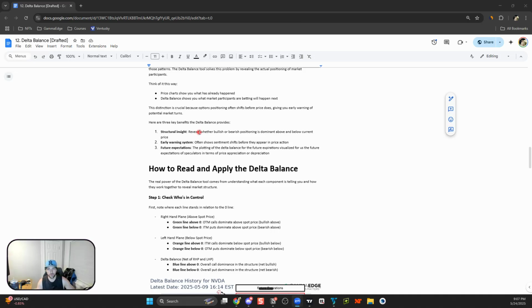Going back to the Delta Balance tool, the three key benefits it provides you as a trader are: one, structural insight, which reveals whether bullish or bearish positioning is dominant above and below current spot price. Two, an early warning system, often showing sentiment shifts before they appear in price action, which is what I was just hitting on. And three, future expectations: the plot of the Delta Balance for the future expirations visualizes the future expectations of speculators in terms of price appreciation or depreciation. Effectively, the Delta Balance helps us understand whether, out into the future, expectations are more bullish, more bearish, or staying the same.